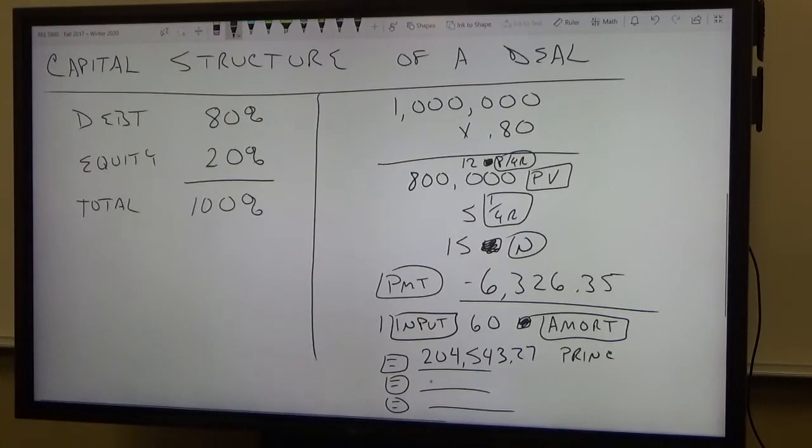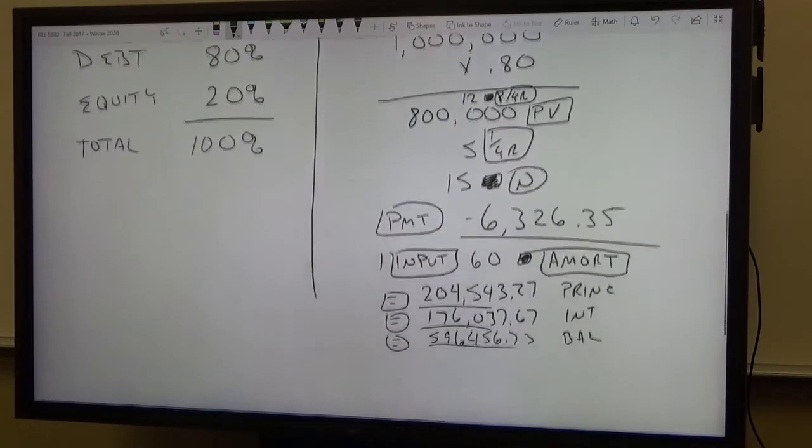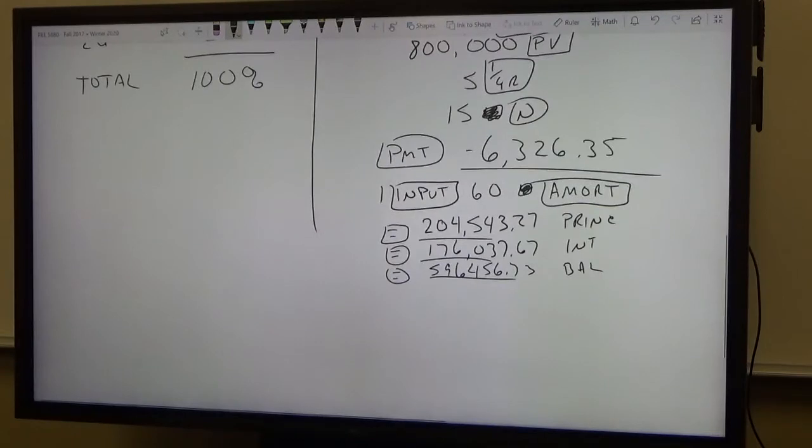You hit equal again, 176,037.67. That's going to be the interest paid, and then our balance, 596,456.73, is our balance. Okay, so having just done that, let me scoot this up just a little bit so those of you in the back can see.